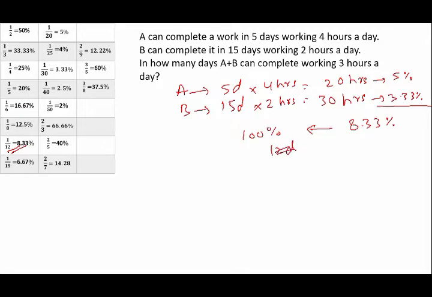So in 12 days, this is the work done in 1 hour. So, in order to complete 100% of work, they will take 12 hours. We know that they can only work for 3 hours in a day. So, how many days will it take them? 4 days by working 3 hours a day. So, you have your answer.